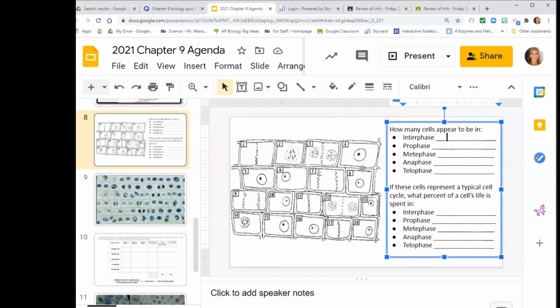Okay, so interphase, circles like this, nucleus, nucleolus, visible. Ellie, how many interphase did you see? I counted 9. Me too.